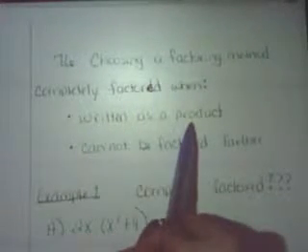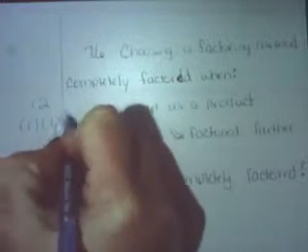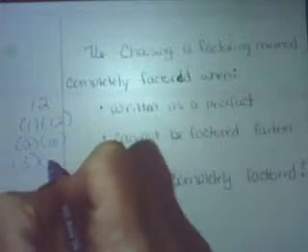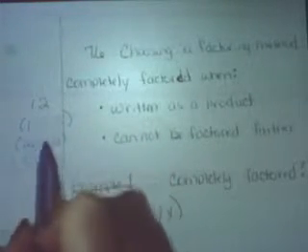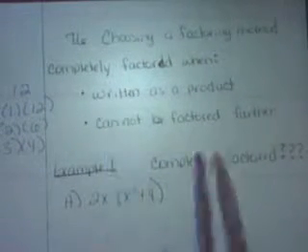Remember, for it to be completely factored, it has to be written as a product and cannot be factored any further. Written as a product, that just means if I ask you to factor 12 and to write that as a product, you're going to multiply the factors together that give you 12. So we could have 1 times 12, 2 times 6, 3 times 4. It's now written as a product. We have factors. You also have to make sure that it cannot be factored any further.